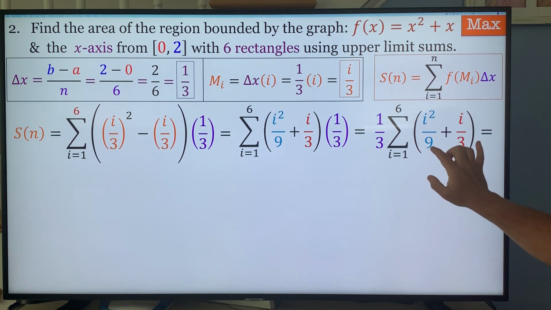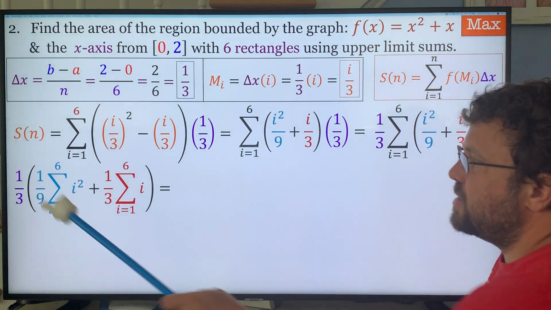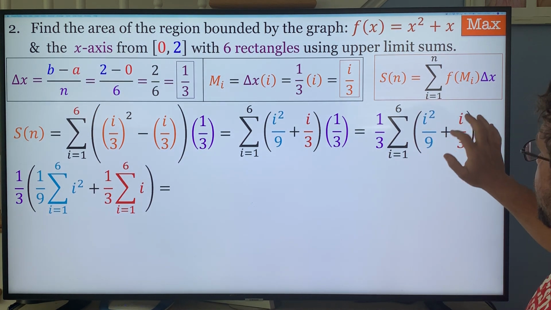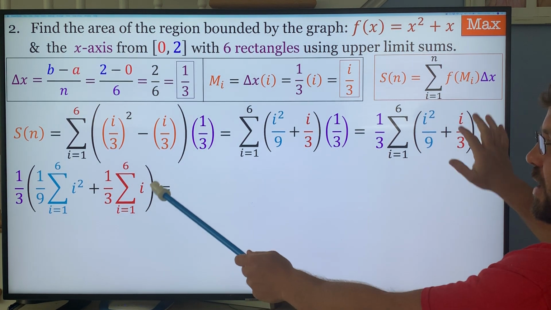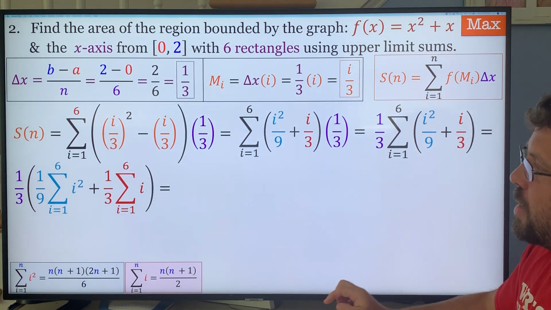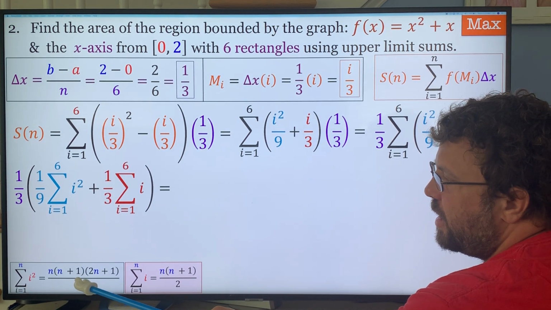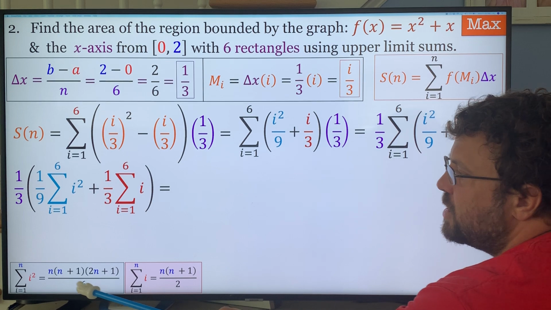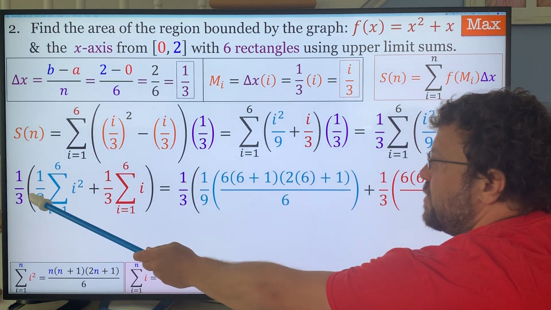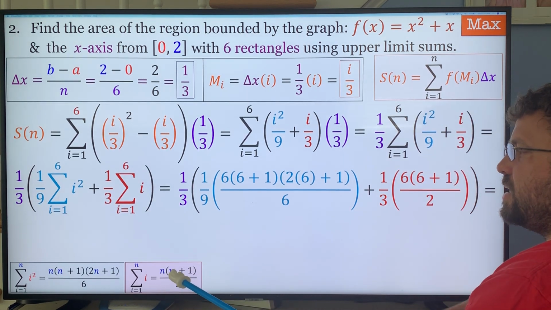Now, you don't have to get the same denominator here because you have two different sums anyway. So all you have to do here is 1/3 times 1 over 9, the sum of i squared, plus 1 over 3, the sum of i. All right? Using our summation formulas, your i squareds are n times n plus 1 times 2n plus 1 over 6. So 6 times 7 times 13 divided by 6, and you're going to multiply that answer by 1/9. 1/3 times the sum of i is 6 times 7 divided by 2.